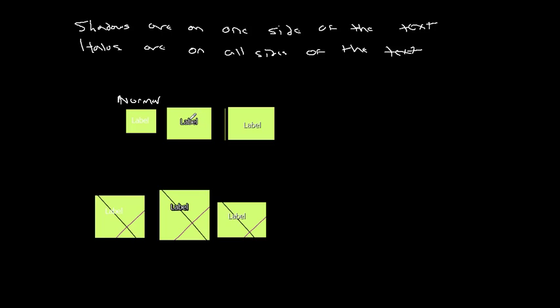Here you can see that we have color going around all parts of the letters. So this would be halo. And here you can see that we only have it going along one side of the letters. This is going to be your shadow.